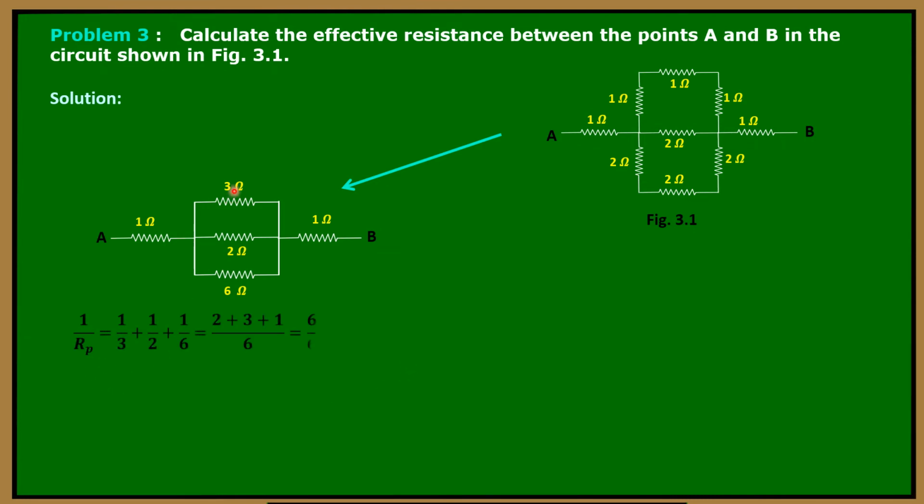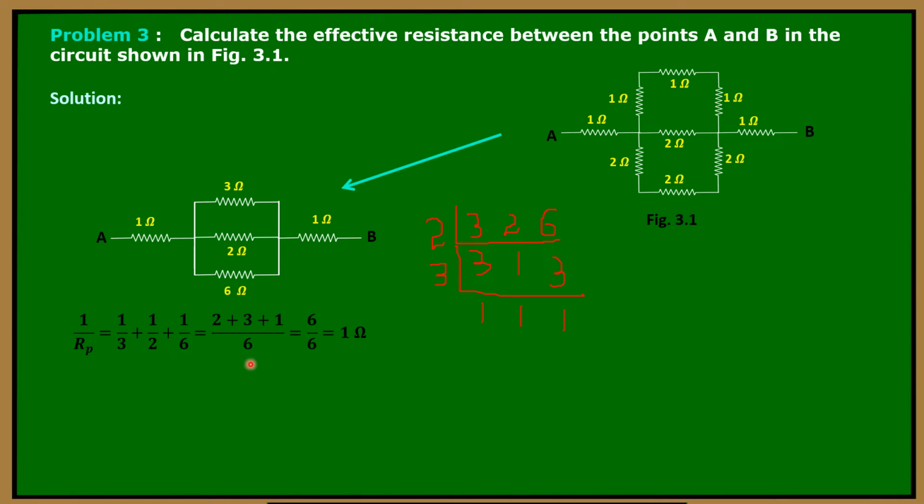1 by Rp is equal to 1 by 3 plus 1 by 2 plus 1 by 6. Now let us take the LCM here. 3, 2 and 6. If we calculate the LCM, let us divide them by 2. Take down 3 as it is. 2 1s are 2. 2 3s are 6. Next, dividing by 3. 3 1s are 3. Take down 1 as it is. 3 1s are 3. So if we multiply all these, 2 into 3, 6, 6 into 1, 6. So the LCM of these three denominators is 6.